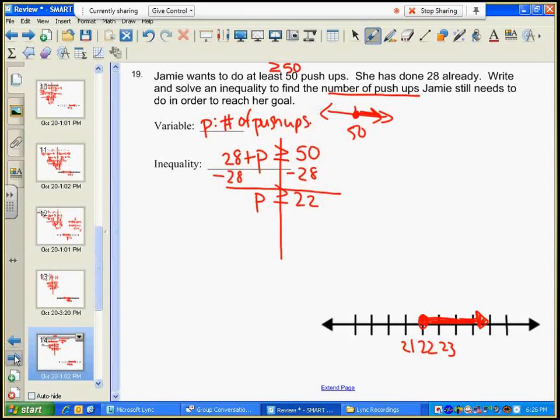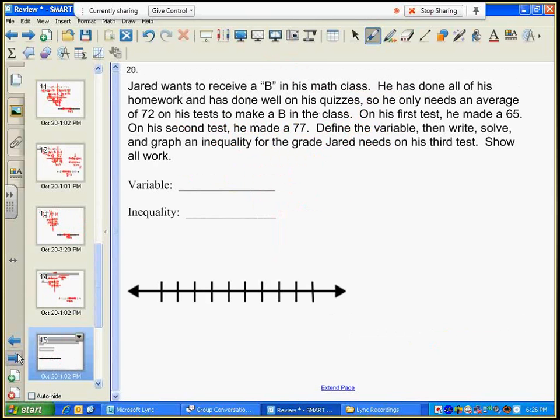Okay. Next. All right, Jared wants to receive a B in his math class. Dude, he's done all of his homework and done well on this quiz. It's very good. That gives him some leeway. So he only needs an average of 72 on his tests to make a B in the class. So what I'm trying to find is an average of 72. On his first test, he made a 65.